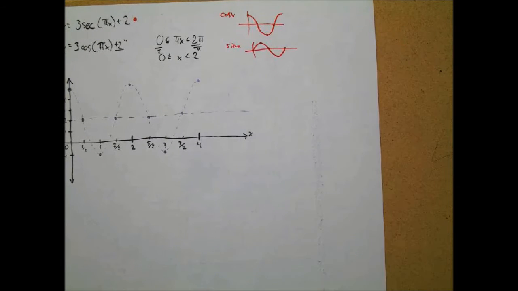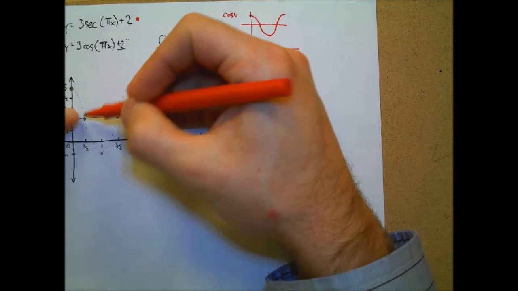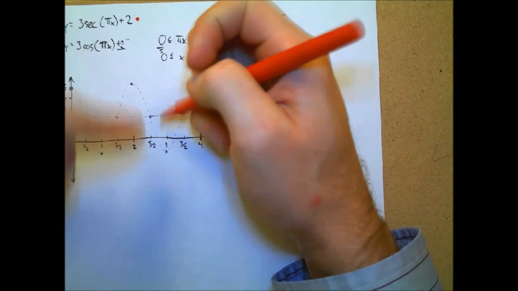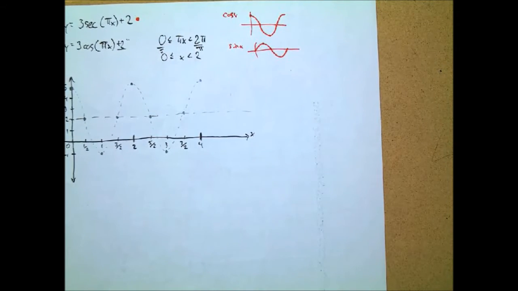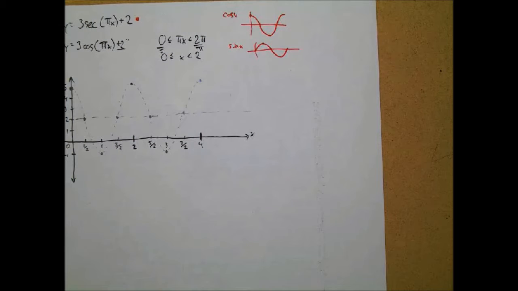Just remember the shape and know that since I've shifted everything up 2 and this is cosine, it's going to start at 5, then go to 2, then down to -1, then to 2, up to 5, and so on. So you can use that rather than having to evaluate things. Just remember the shape. Does that help? Okay. So we're not quite done yet, though.